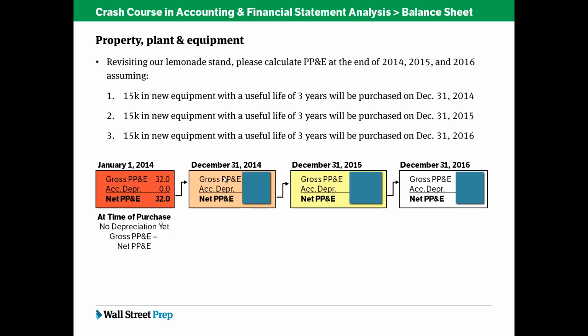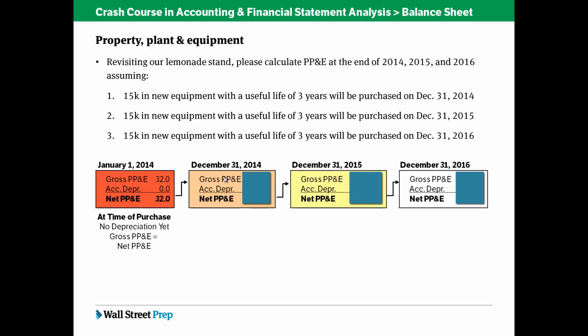So in addition to all the equipment that we purchased, remember we purchased a lemon squeezer for $15,000 in the beginning of 2014. We purchased a lemonade stand for $15,000 at the beginning of 2014, and we purchased a cash register. At the very beginning of 2014, we had $32,000 worth of gross PP&E before we had taken any depreciation. And now I'm saying that at the very end of the year, we also bought $15,000 in new equipment with a useful life of 3 years. And then the next year, at the end of 2015, we bought another $15,000 piece of equipment with 3 years useful life. And lastly, at the end of 2016, we bought another piece of equipment.